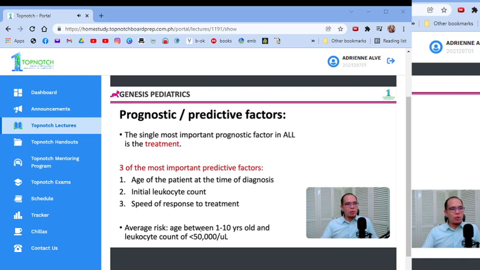Okay. Average risk is between 1 to 10 with a leukocyte count of less than 50,000. Less than 1, medyo hindi maganda prognosis. More than 10, medyo hindi maganda. And pag mataas yung WBC, pag more than 50,000, that is what you call hyperleukocytosis. If the patient has hyperleukocytosis, then medyo hindi maganda prognostic factor yan.